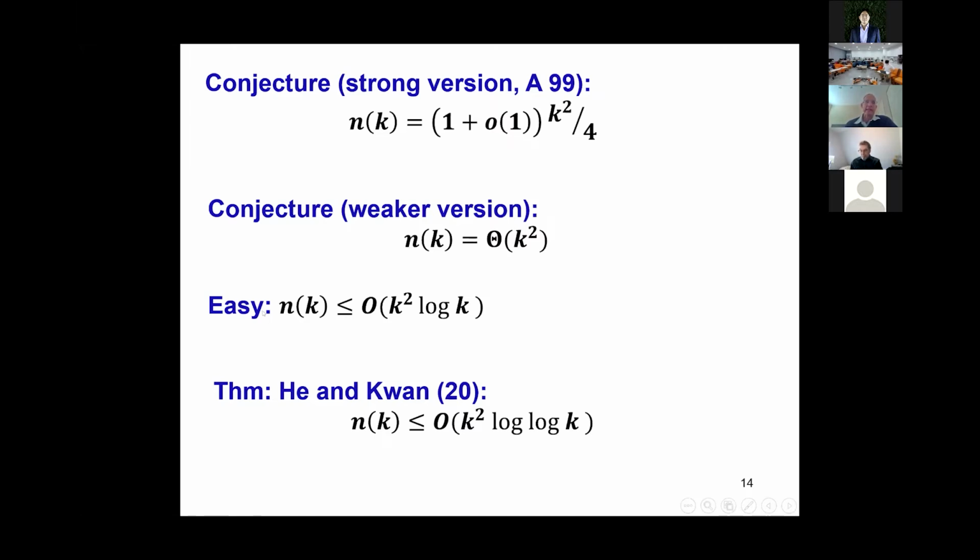And an easy thing to prove, you can try to think about it, is that n of k is at most some constant times k squared log k. And 2 years ago, Xiaoyu and Metwan showed that n of k is at most k squared log k. So still, even the weak version of the conjecture is not known, and it would be interesting to prove it.